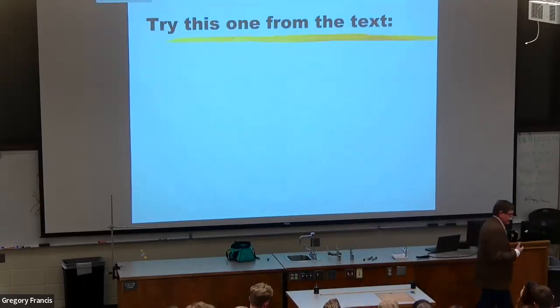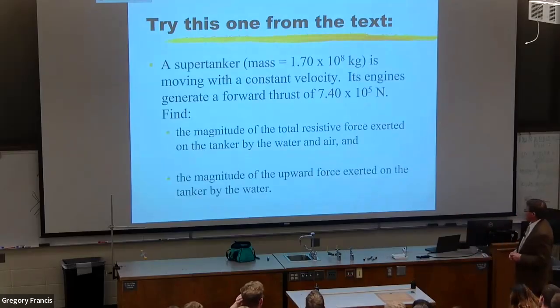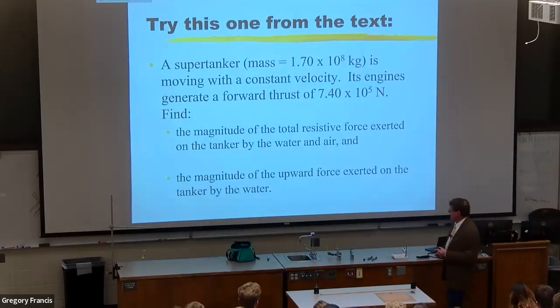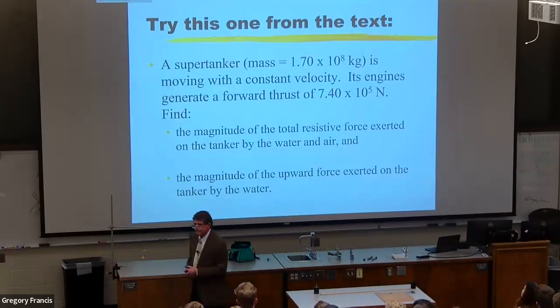In that text that I showed a picture of, the Cutnell and Johnson, that cost $250, there's this problem that I would assign every semester. A supertanker with a huge mass is moving with a constant velocity. Its engines generate a forward thrust of 7.4 times 10 to the 5th Newton. Find the magnitude of the total resistive force exerted on the tanker by the water and air, and the magnitude of the upward force exerted on the tanker by the water.